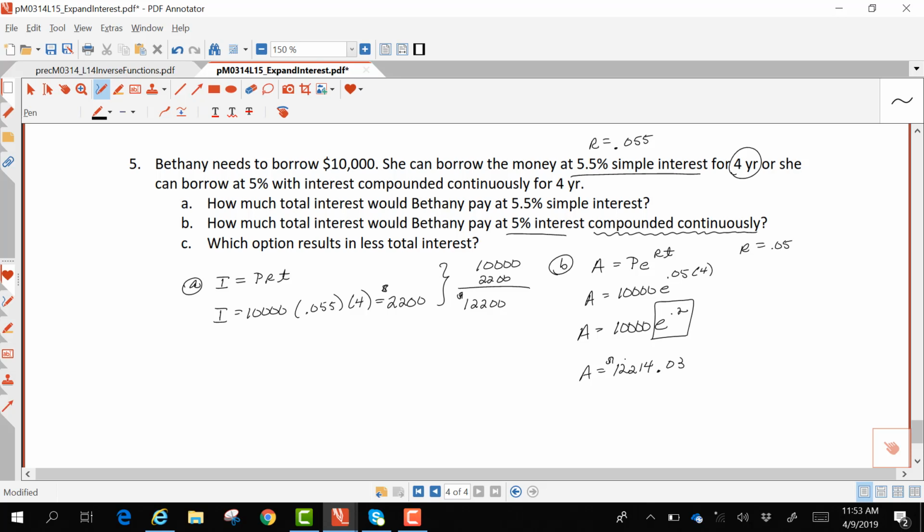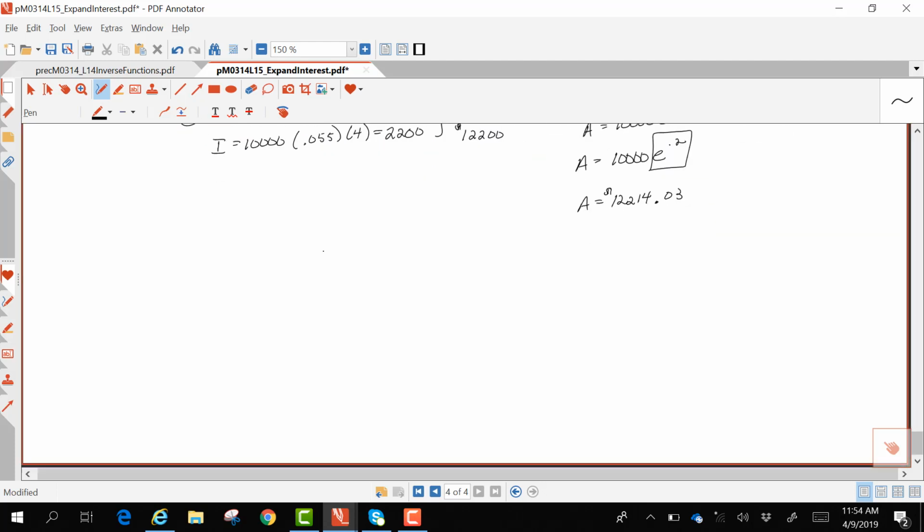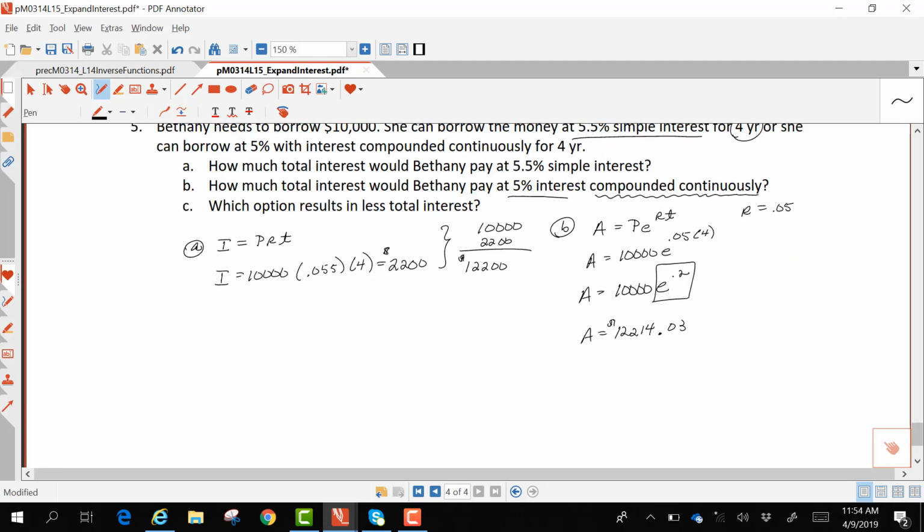So the amount she owes the bank is the 10,000 original dollars that she borrowed plus interest, which totaled out to be 12,214. So the better option for her would be part A, where she pays a total of $12,200 versus part B, which is $12,214.03.